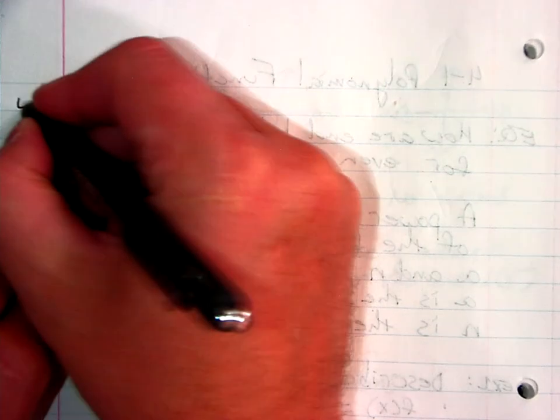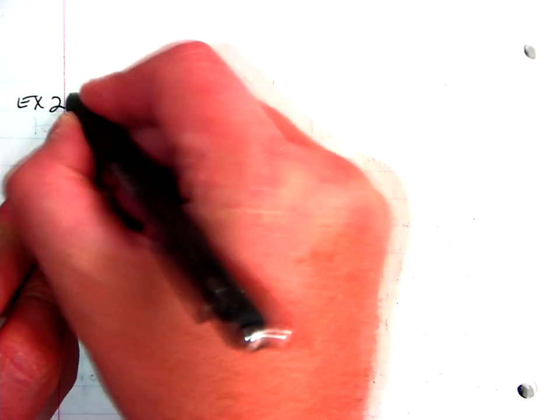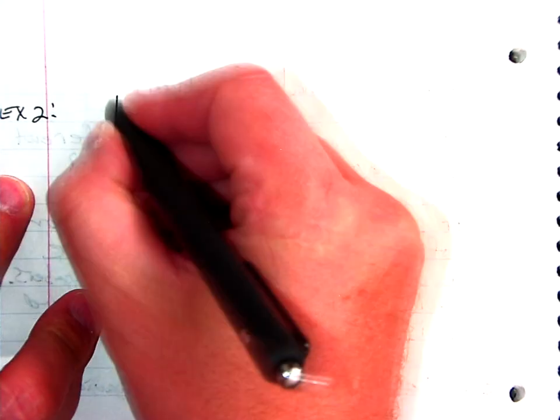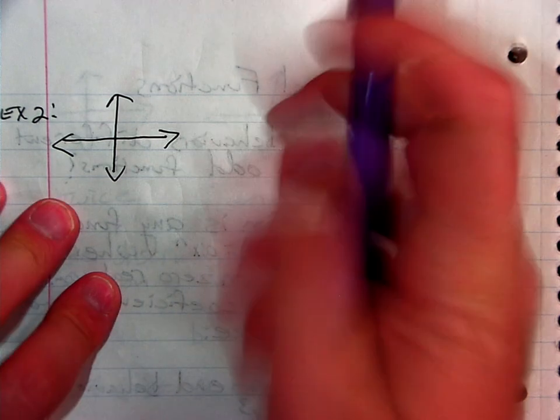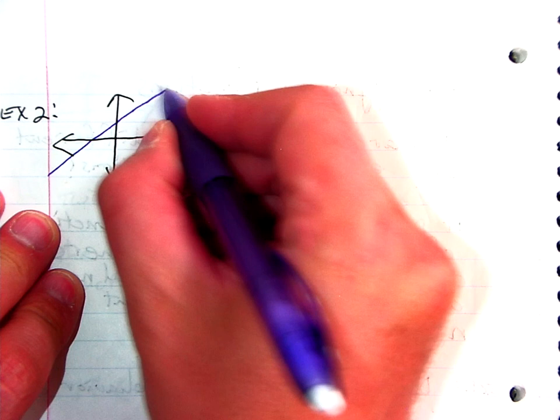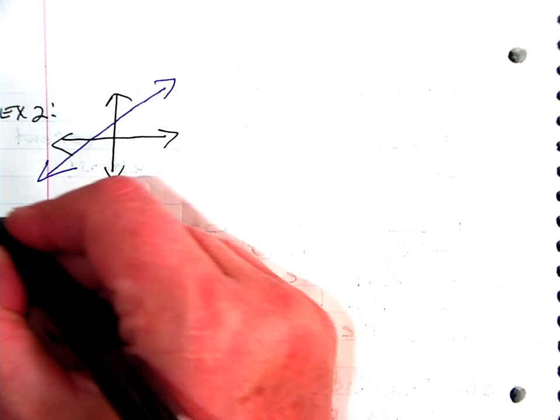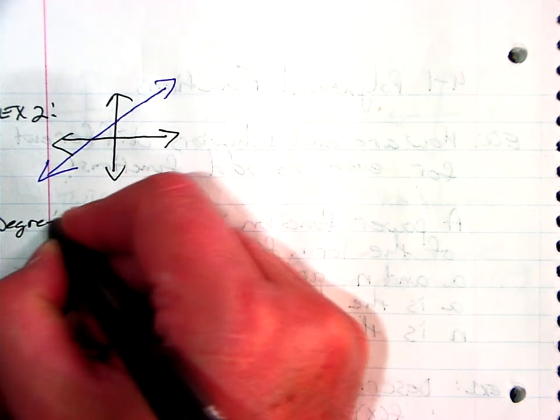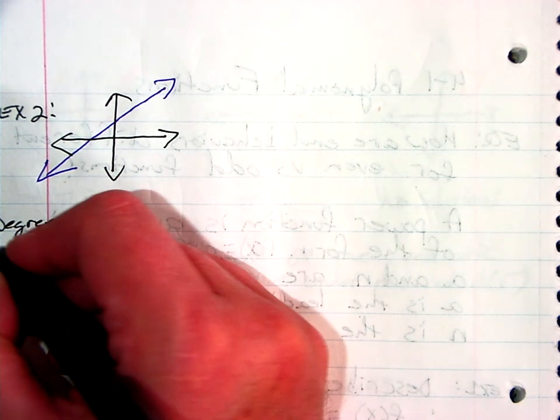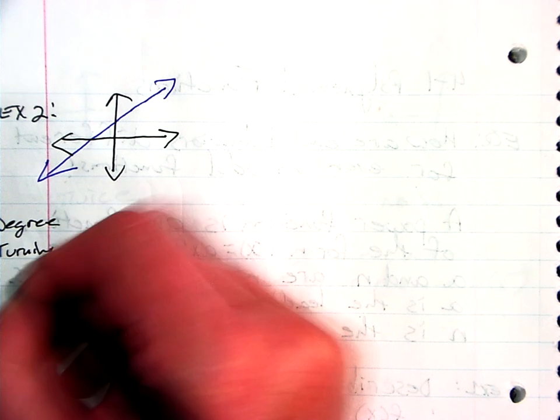All right, moving on. Example 2. I have a little graph, nothing fancy, nothing special. It's a straight line going up. So what I want to know is what is the degree and what are the turning points? How many turning points are there?